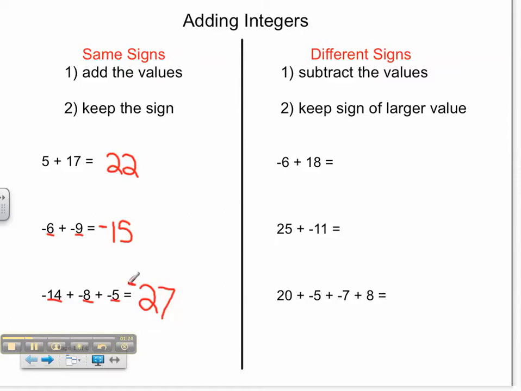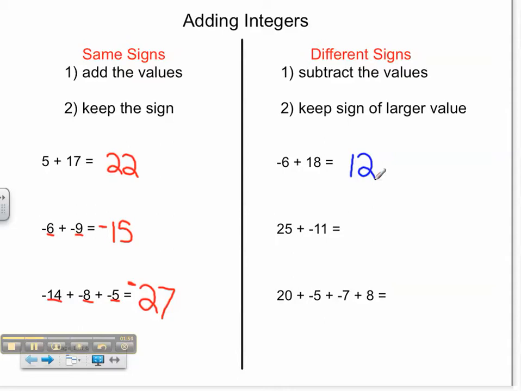Now for when you have different signs. When you have different signs, you want to subtract the value of the two numbers and keep the sign of the larger value. So our first one, we have negative 6 plus 18. So I'm going to subtract the values. I know 18 minus 6 is 12, so my answer is going to be 12. The larger value here is a positive 18, so my answer is going to be positive. So my answer is a positive 12.